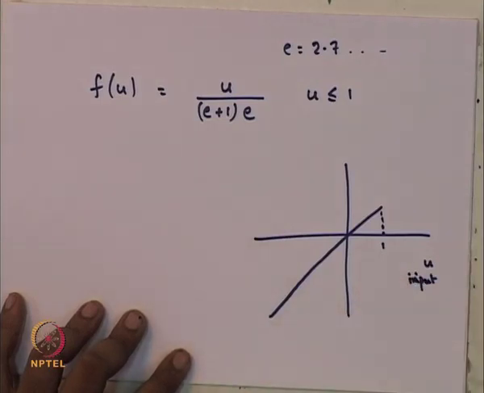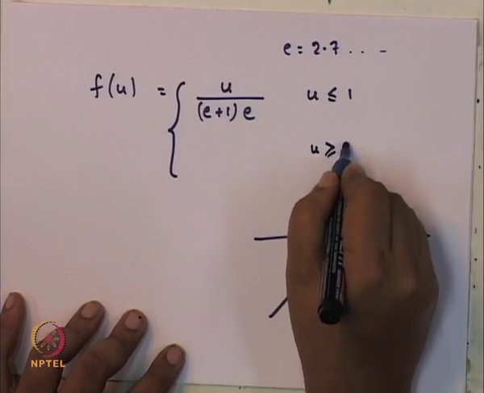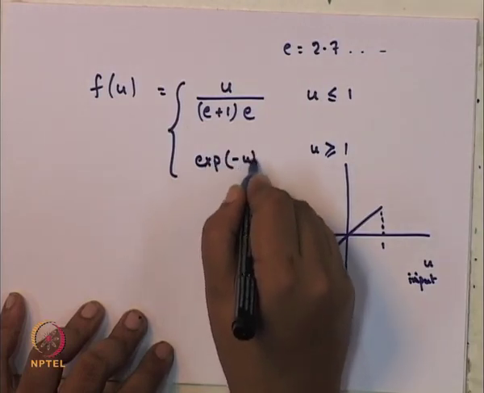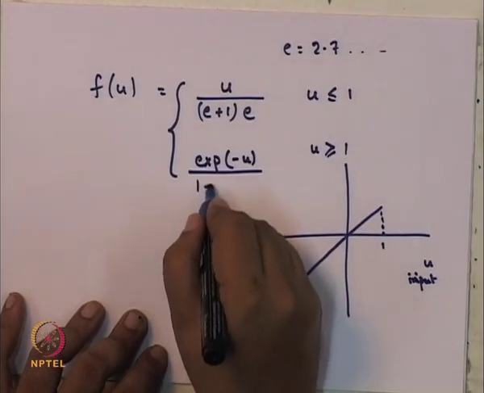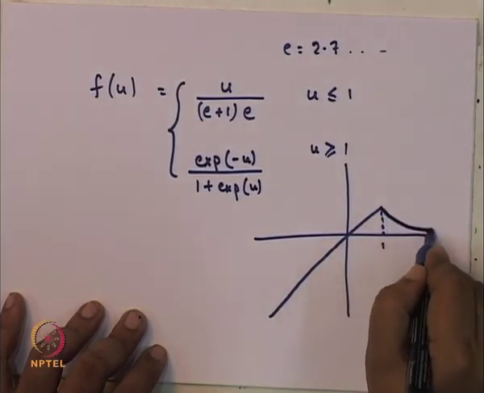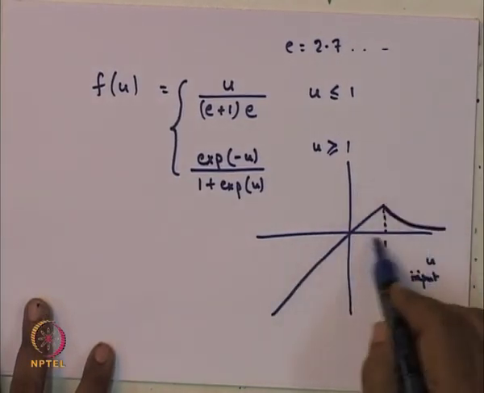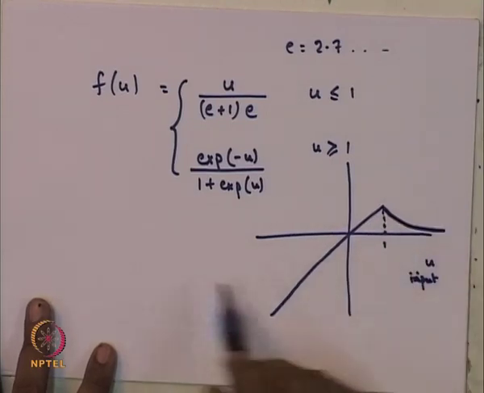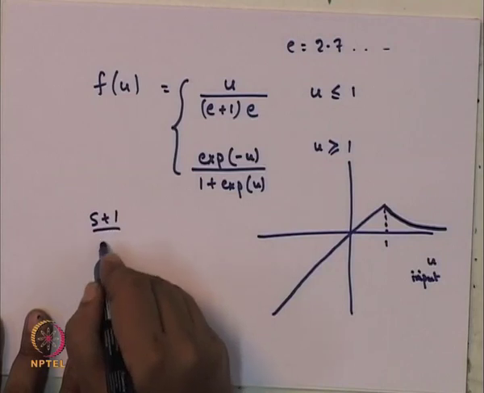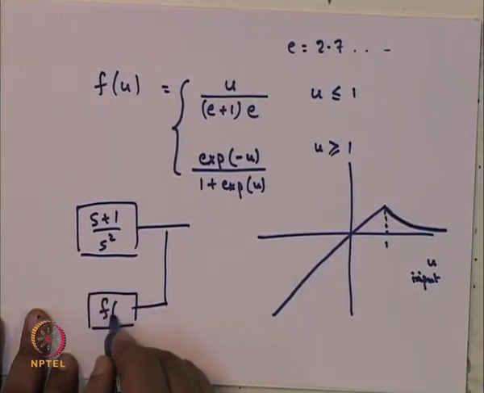Okay. So this is the first part, and now the second part, for u greater than or equal to 1, is exponential of minus u divided by 1 plus exponential of u. So here the characteristic that you are going to get is like that. Now if you look at this nonlinearity, it lies in the third quadrant and the first quadrant. So this nonlinearity f(u) is in feedback connection with that plant, (s+1)/s², and here you have the nonlinearity f.